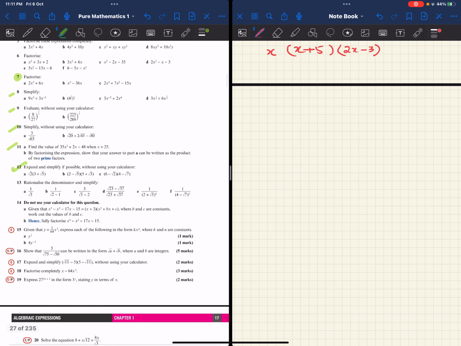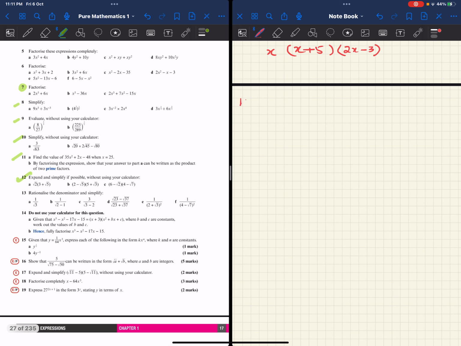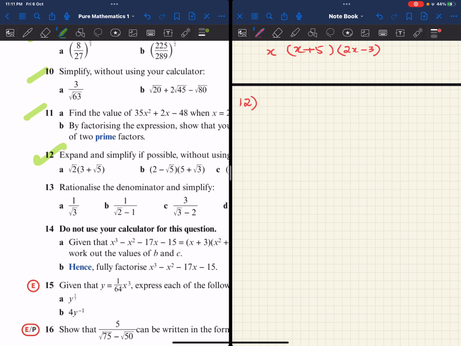Now moving on to question number 12. Question number 12 says expand and simplify if possible without using your calculator. So for 12a, we have root 2 into 3 plus root 5. We simply multiply this like we normally multiply out our bracket. Root 2 into 3 gives us 3 lots of root 2. Root 2 into 5 gives us root 2 times root 5. So our answer is 3 root 2 plus root 10.